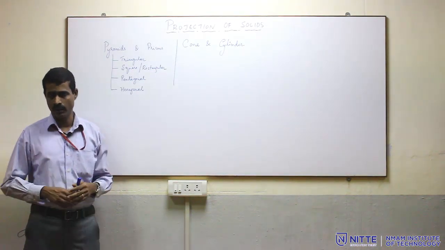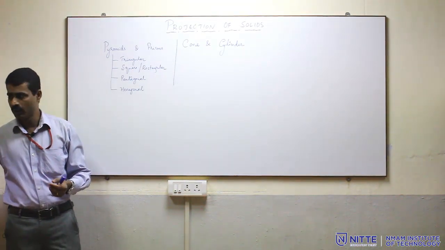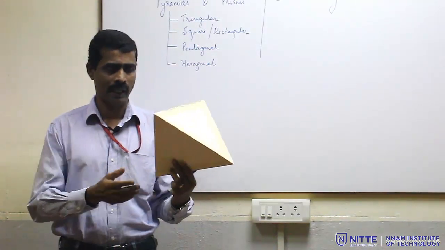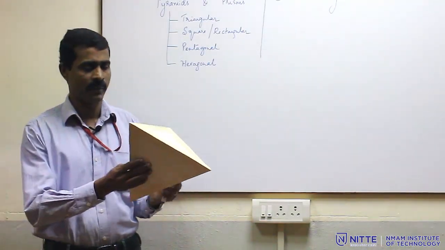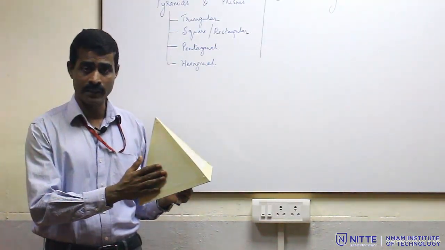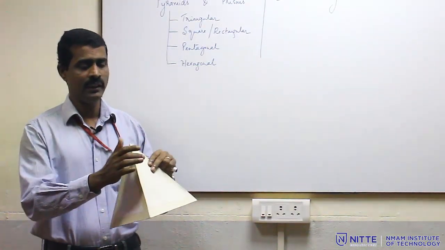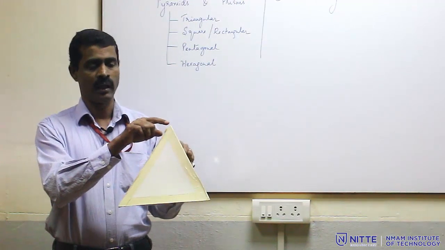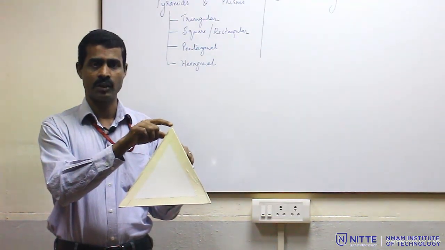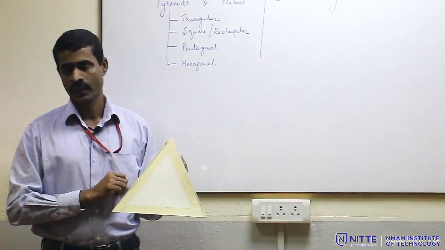So, let us see some models which I have with me. I have a triangular pyramid. A triangular pyramid will have a triangular base, 3 slant edges and 3 triangular faces, and the point which is at the top is called the apex.